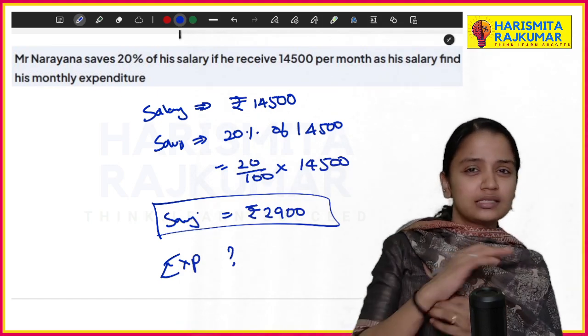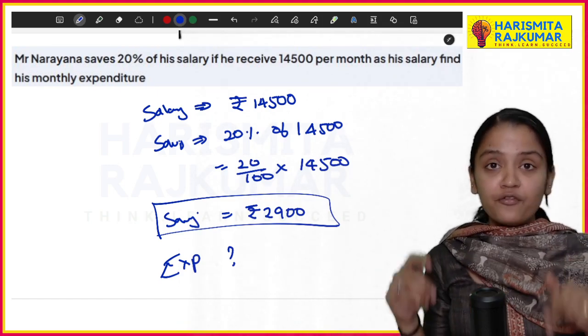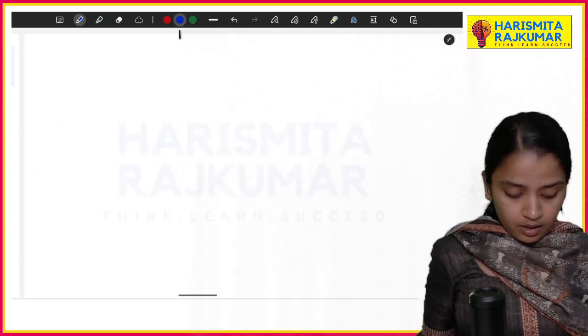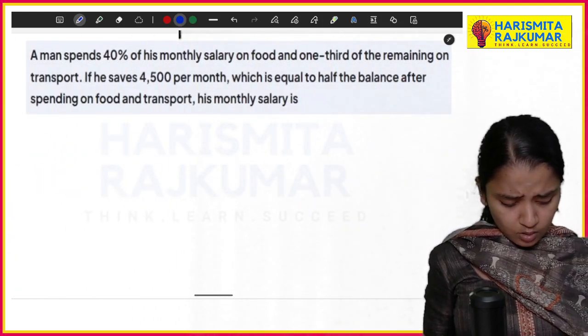I have solved everything. Just the last step, the subtraction step. Find it and comment below. Okay, now let's go to the next one.